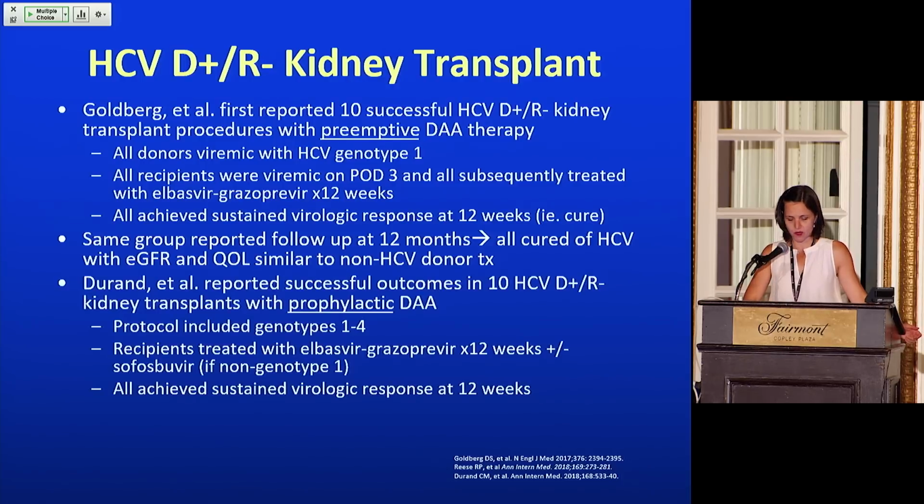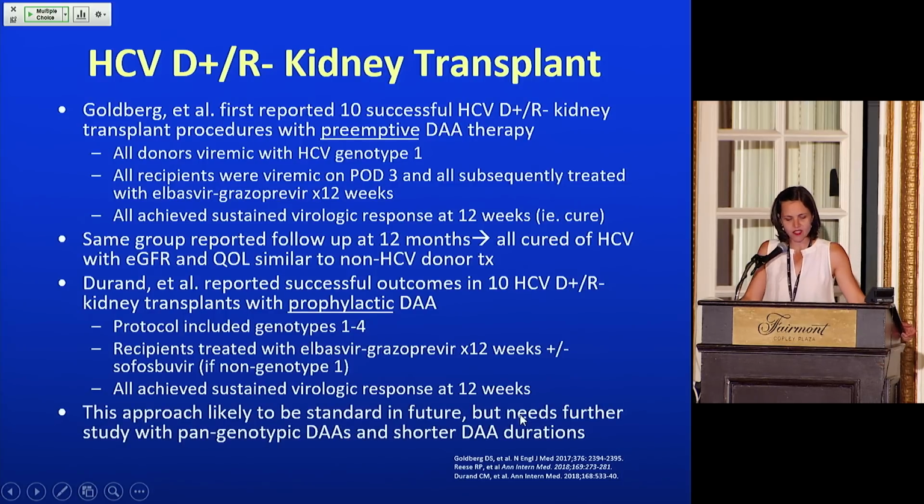So then this group at Hopkins did a similar study, except what they did was they transplanted 10 people with hepatitis C infected donors of various genotypes, not just one, and they treated them all up front. So they just gave them therapy because they assumed they were all going to get infected. And all of these patients also achieved sustained virologic response at 12 weeks. So where does this leave us?